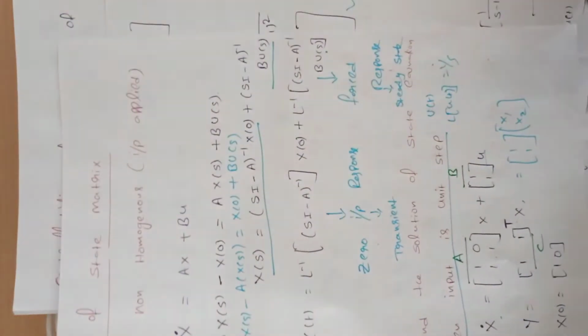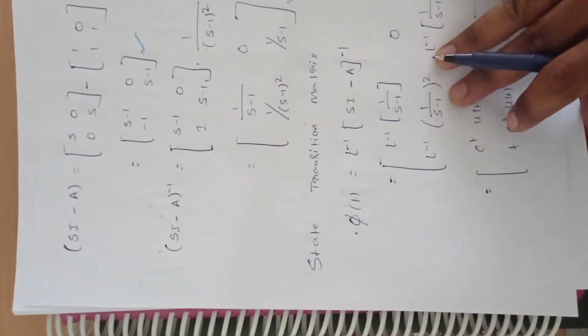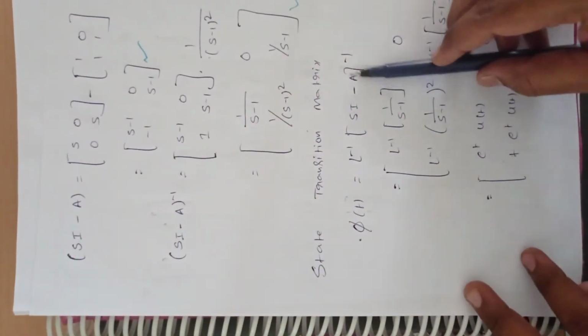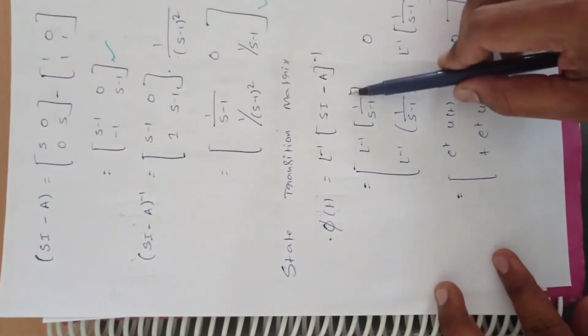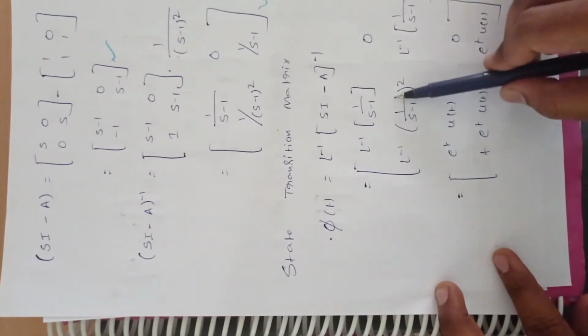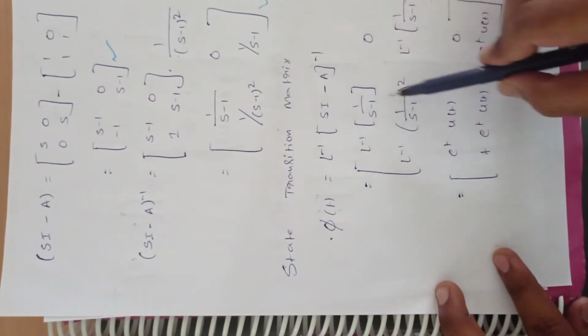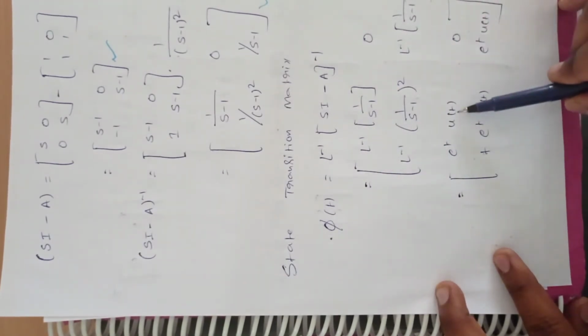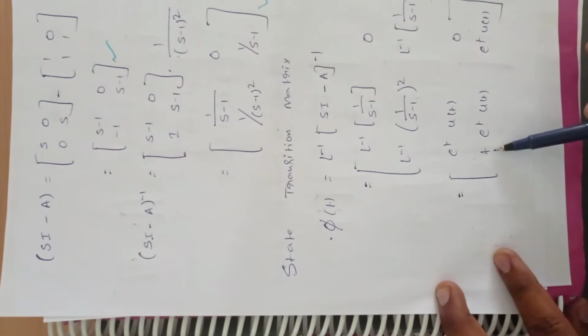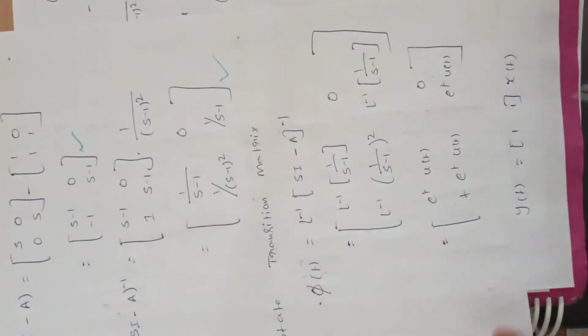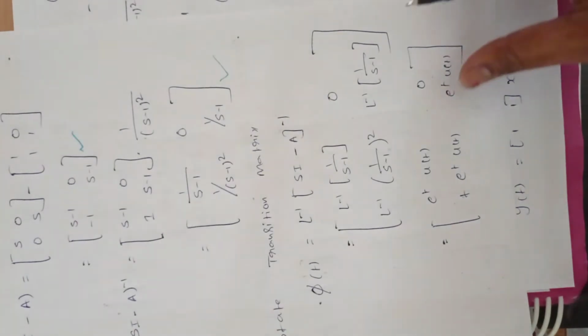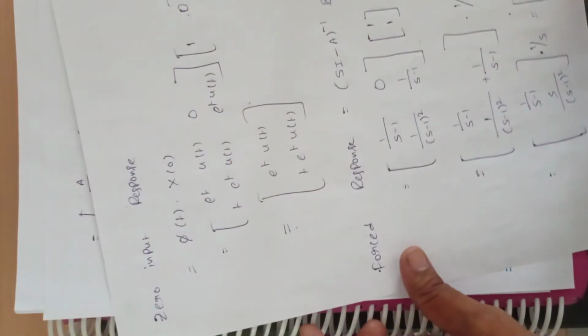So the immediate next step is to find the state transition matrix. That means we need the L inverse of si minus a whole inverse. L inverse of si minus a whole inverse equals L inverse of 1 by s minus 1, 0, L inverse of 1 by s minus 1 whole square, L inverse of 1 by s minus 1. We know the Laplace inverse for this one is e power t into u of t and 0, this one is t into e power t into u of t, and the final one is e power t into u of t. These are the state transition matrix. So now we have received it in the time domain.